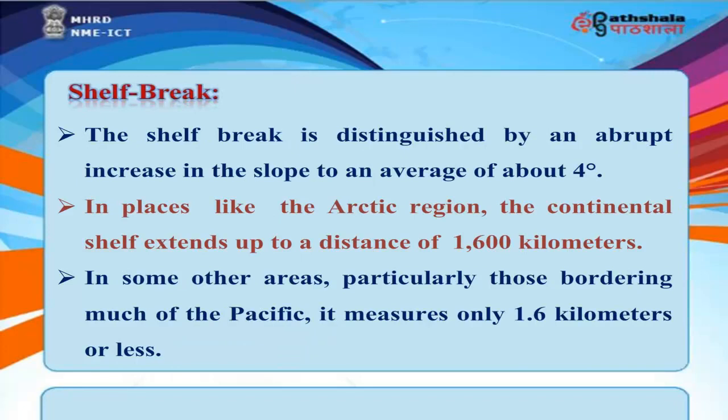The shelf break is distinguished by an abrupt increase in the slope to an average of about 4 degrees. In places like the Arctic region, the continental shelf extends up to a distance of 1,600 kilometers. In some other areas, particularly those bordering much of the Pacific, it measures only 1.6 kilometers or less.